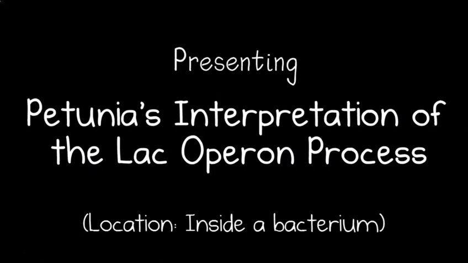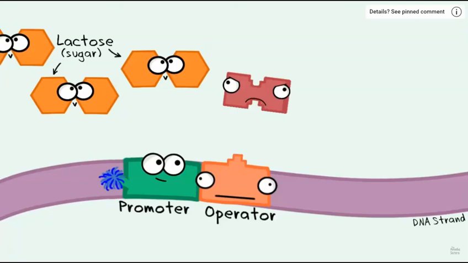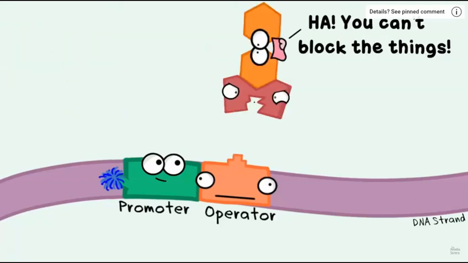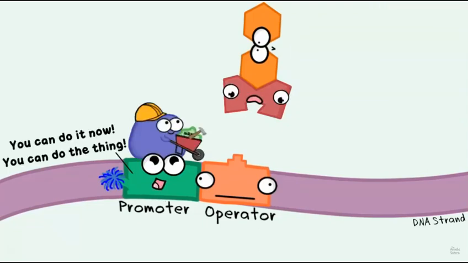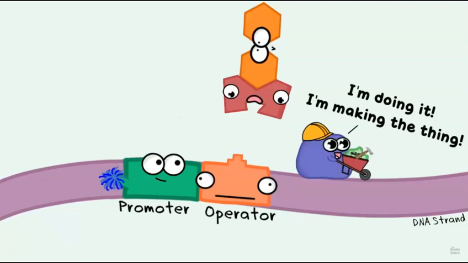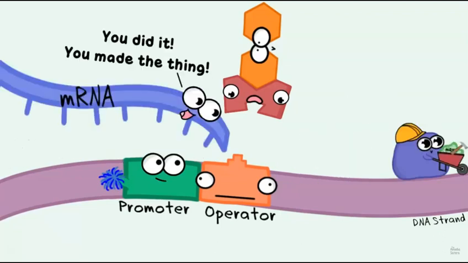But if lactose is around in the environment, something pretty cool happens. The lactose, remember that's the sugar, binds to the repressor. This changes the repressor's conformation. Try as it might, the repressor cannot bind to the operator. RNA polymerase finds its promoter, binds, and transcribes to make the mRNA from the genes on the operon.